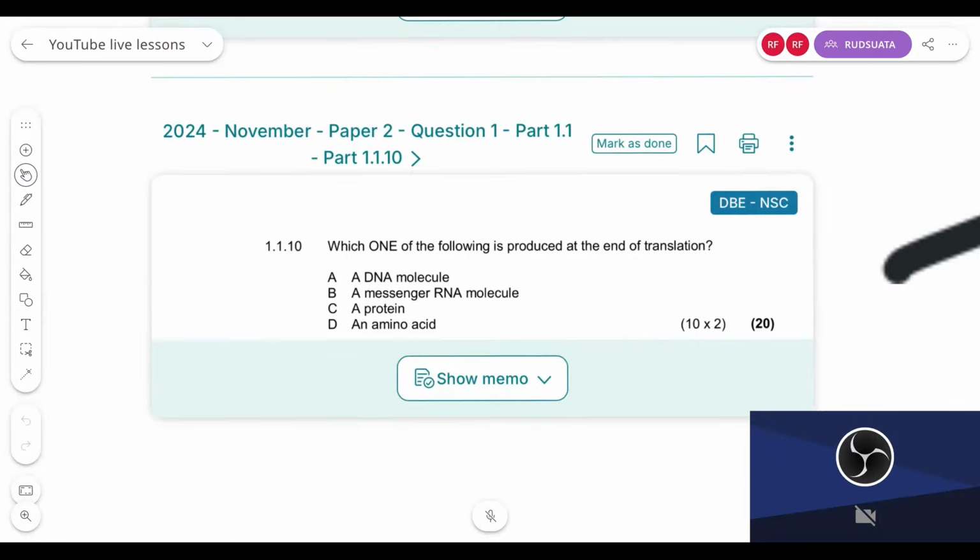Which of the following is a product at the end of translation? Is it A, a DNA molecule, B, a messenger RNA molecule, C, a protein, or D, an amino acid? There's definitely a distractor answer in this one. Put it in the chat. What do you think is the correct answer for this new question? What is the product at the end of translation? Is it a DNA molecule, a messenger RNA molecule, a protein, or an amino acid?